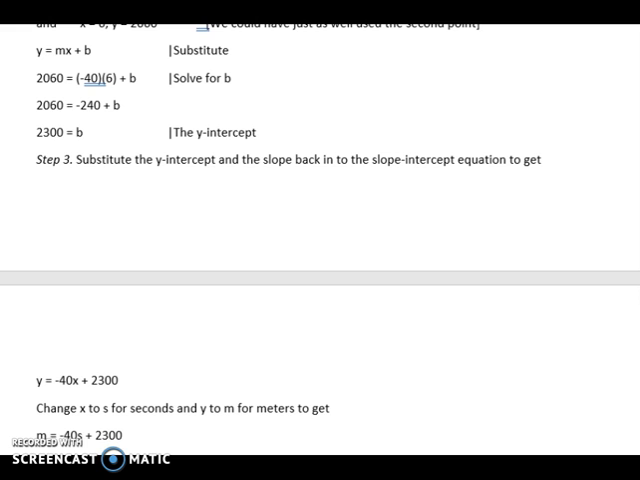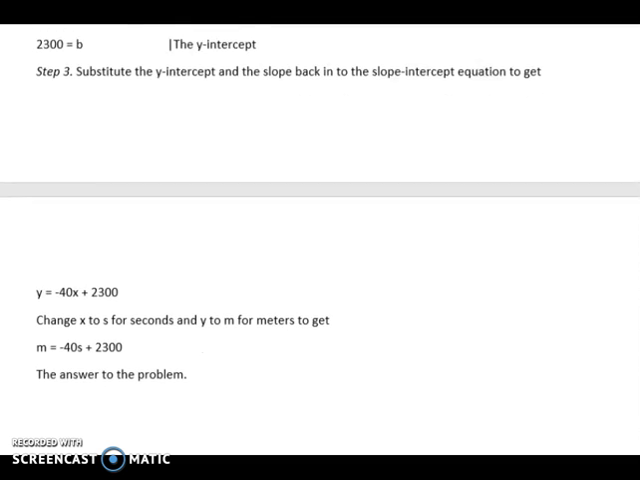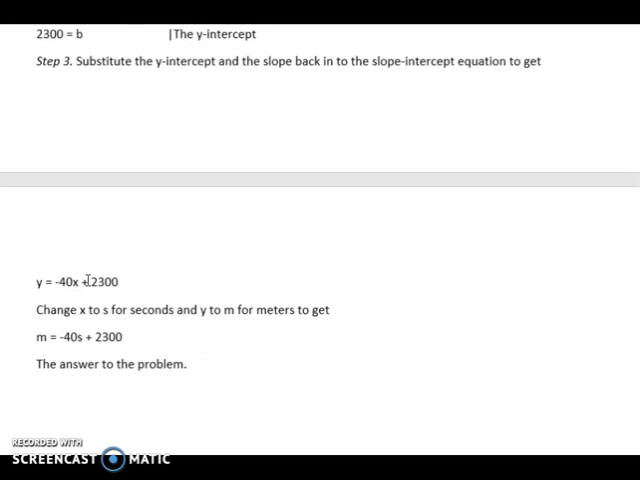So we'll substitute that y-intercept value back into the slope-intercept equation along with the slope. So it would be y equals mx plus b. So m is negative 40 and b is 2,300. So we get this equation that represents this situation. But instead of x and y, we have seconds and meters. So we'll let x represent our seconds. X was our seconds, so then that's s, and y was our meters, so that would be m in this case. So the equation using meters and seconds as our quantities would be m equals negative 40s plus 2,300, which is the answer to the question.